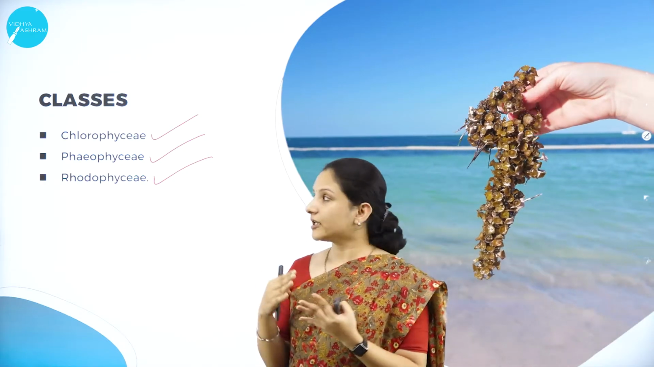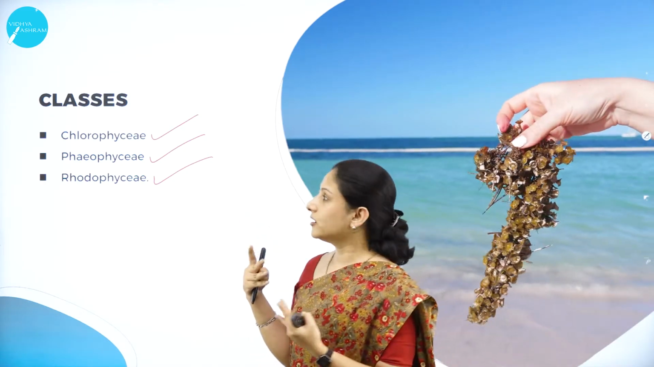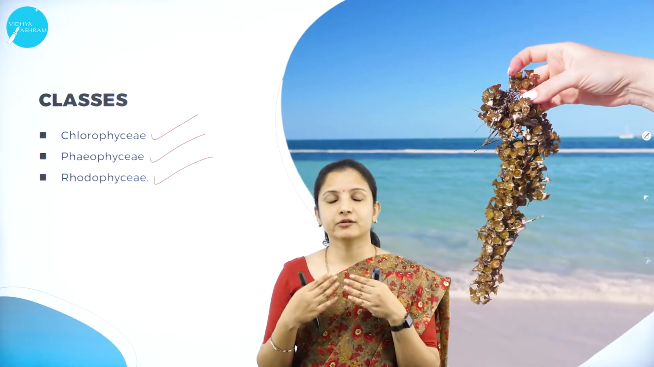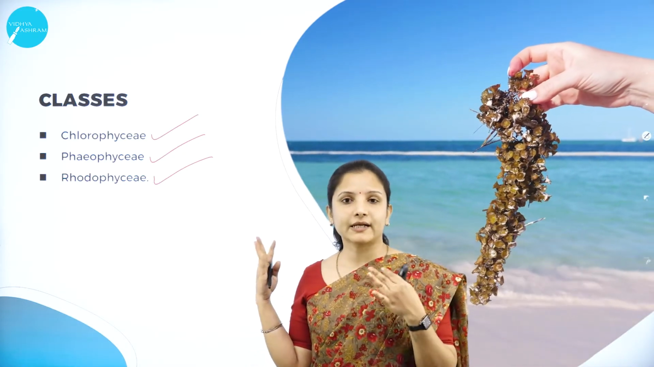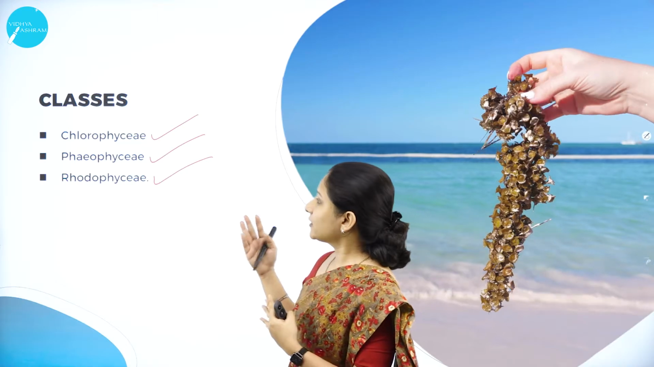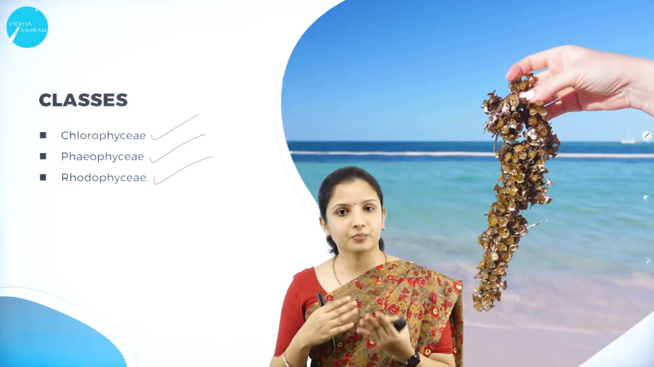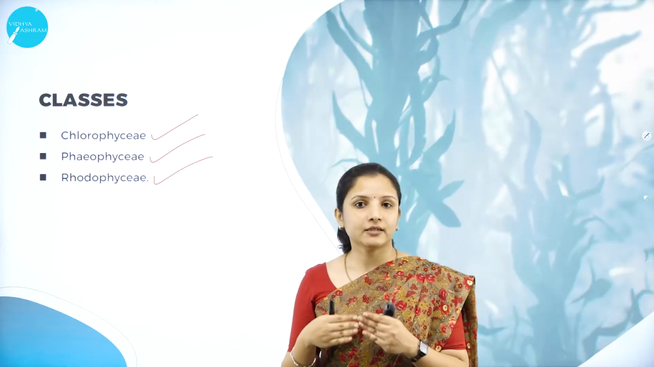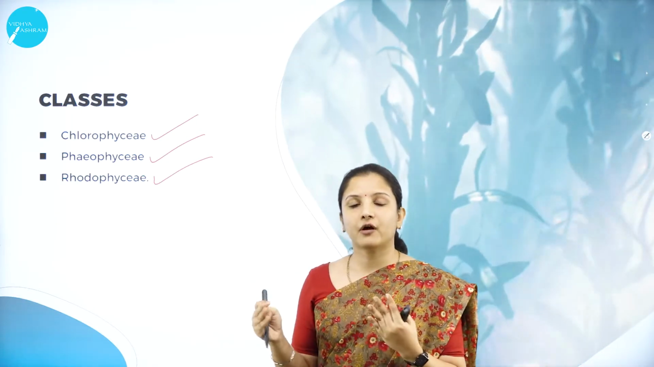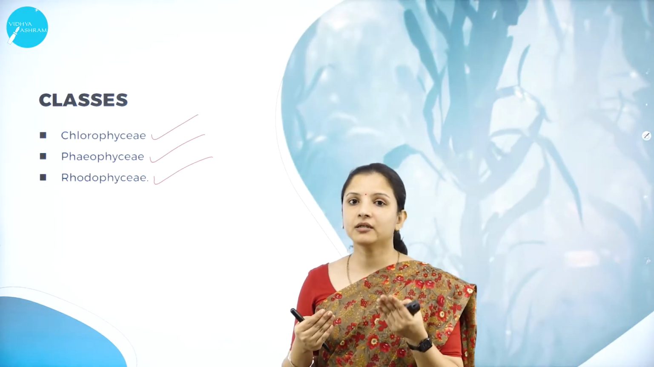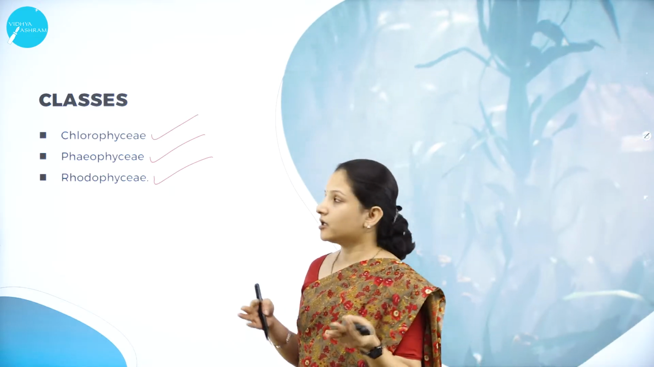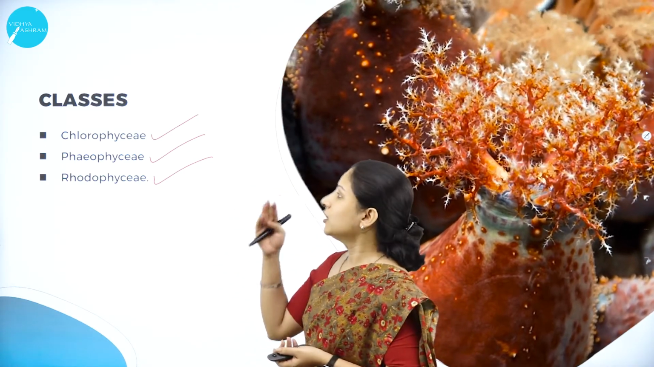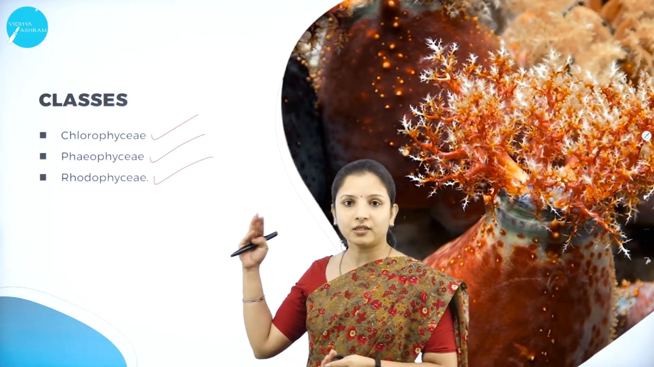They are usually grassy green in color, because they have abundant chlorophyll pigments, that is chlorophyll a, chlorophyll b and so on. And Phaeophyceae are nothing but the brown algae, and Rhodophyceae are the red algae. Red algae are usually found in the marine environment, so seas, oceans, etc. In detail, in the coming class, we shall discuss Chlorophyceae, Phaeophyceae and Rhodophyceae.